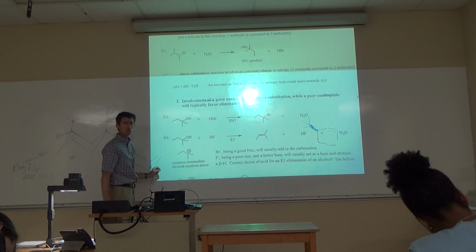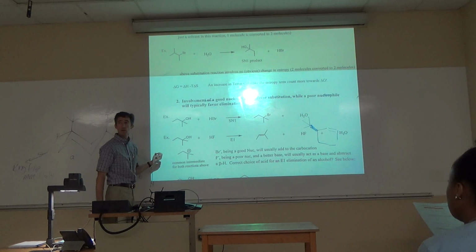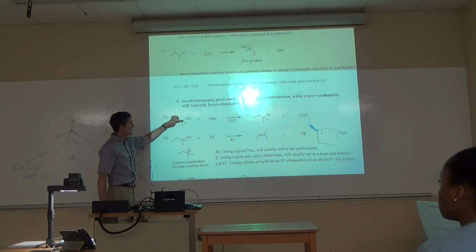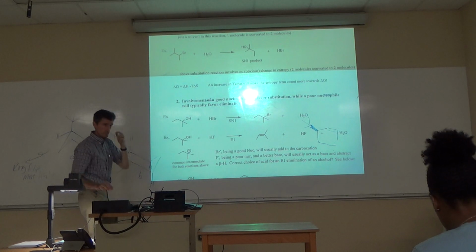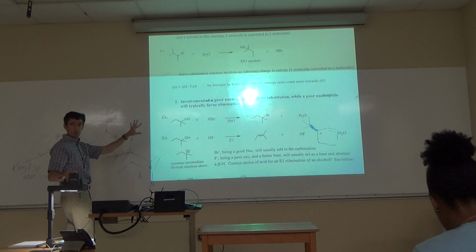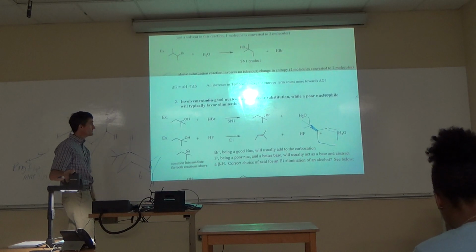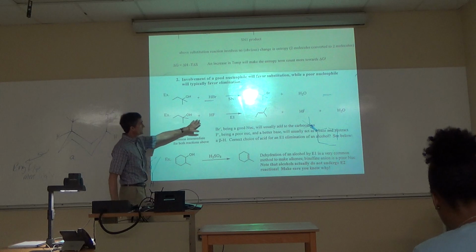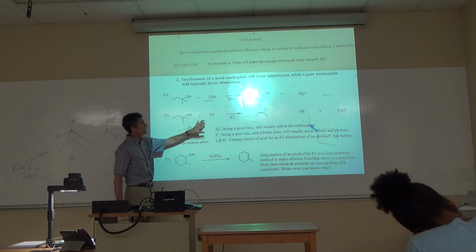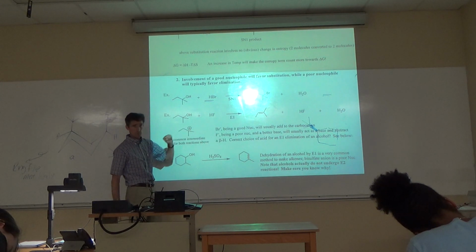Or would it be SN2? Why am I saying SN1? Could it be SN2? Why not SN2, Julie? Right, the leaving group's on a tertiary carbon. You don't do SN2 on a tertiary carbon, right? Yeah, it's an SN1. You've got to protonate the OH first to make it a good leaving group. On the other hand, if you do this reaction with HF, you're probably going to get an E1 reaction.